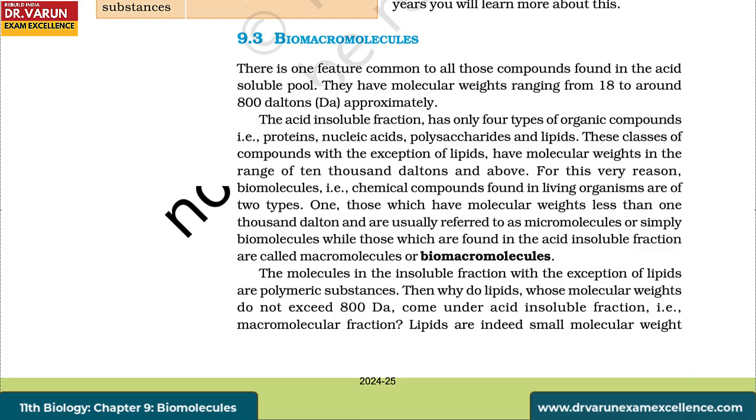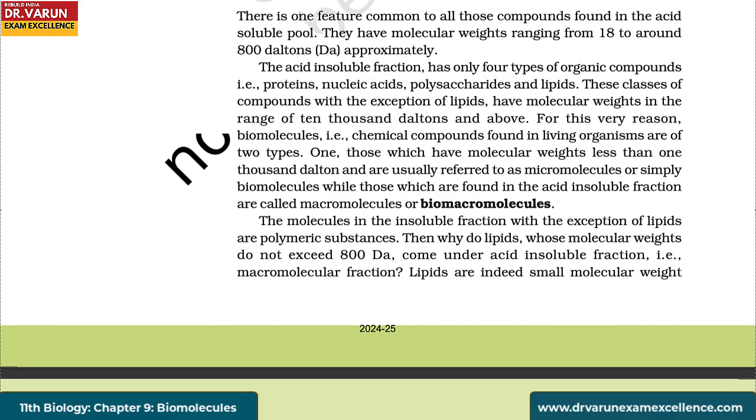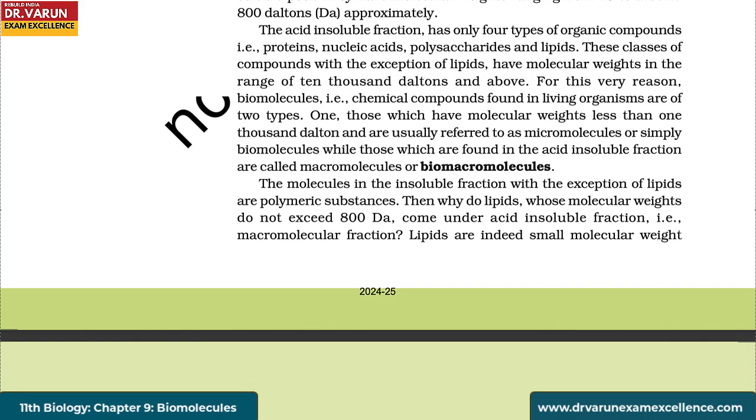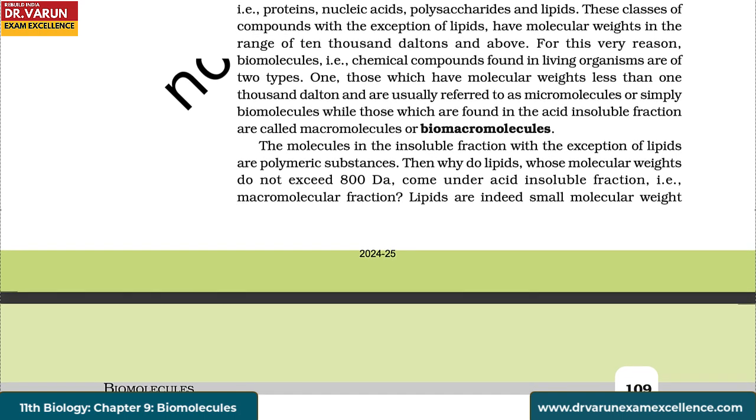For this very reason, biomolecules, that is chemical compounds found in living organisms, are of 2 types. One, those which have molecular weights less than 1000 Daltons and are usually referred to as micromolecules or simply biomolecules, while those which are found in the acid insoluble fraction are called macromolecules or biomacromolecules. The molecules in the insoluble fraction, with the exception of lipids, are polymeric substances.